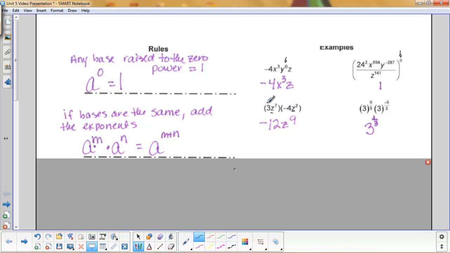Now, the thing about everything else is that we still treat everything else the same way. Notice we don't add these numbers together to get 7 or even -1. We are still multiplying. So these numbers, the bases, are being multiplied. It's the exponential properties that we're really looking at here. So don't get confused by that. This is still 12 because 4 times 3 is 12. And then it's the z's that combine together because the z's have the exponents. 7 plus 2 is 9.